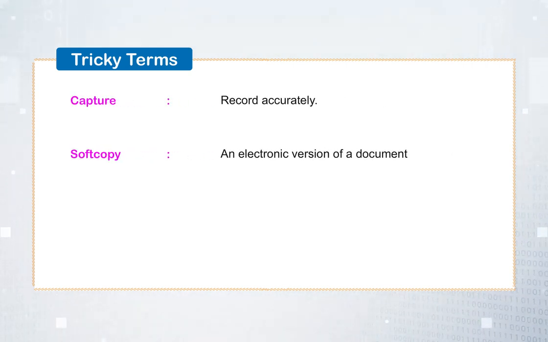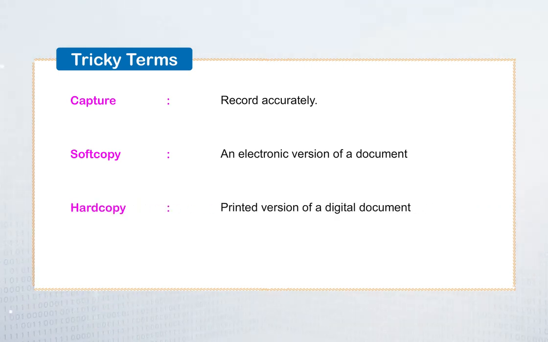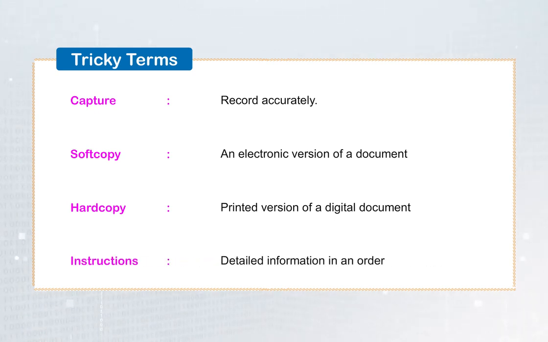Tricky terms. Capture, record accurately. Soft copy, an electronic version of a document. Hard copy, printed version of a digital document. Instructions, detailed information in an order.